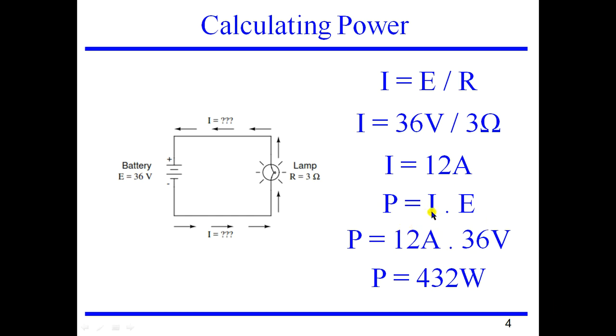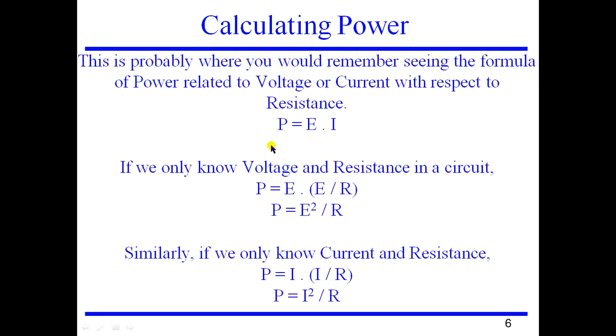You have two other examples. When I know the current and when I know the voltage, I have this formula for power. But if I know only current and resistance, I have another formula for that. And if I know the voltage and resistance only, I have another formula for that.